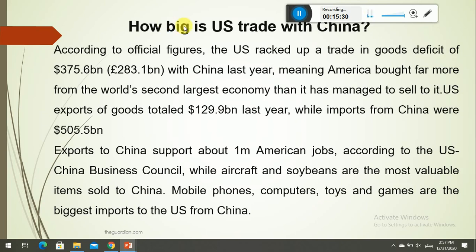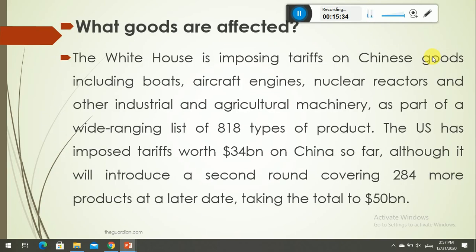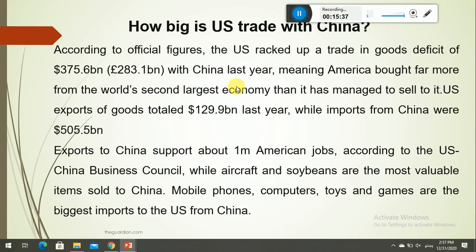So according to official figures, the US racked up a trade in goods deficit of 375.6 billion, which is 283.1 billion pounds, with China last year, meaning America bought far more from the world's second largest economy than it has managed to sell to it. So Americans have bought a lot of products from the second largest economy, and they couldn't manage to sell the same amount. US export of goods totaled 129.9 billion last year, while imports from China were $505.5 billion. Exports to China support about 1 million American jobs, according to the US-China Business Council, while aircraft and soybeans are the most valuable items sold to China.